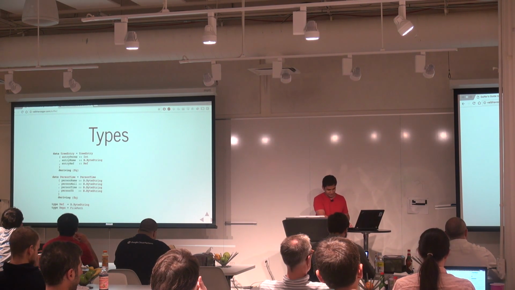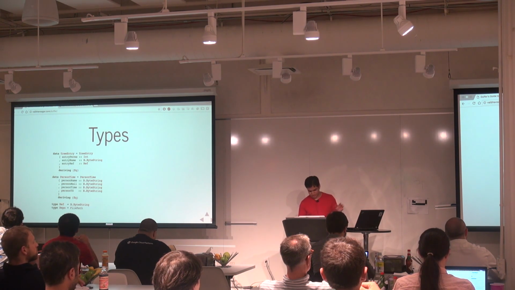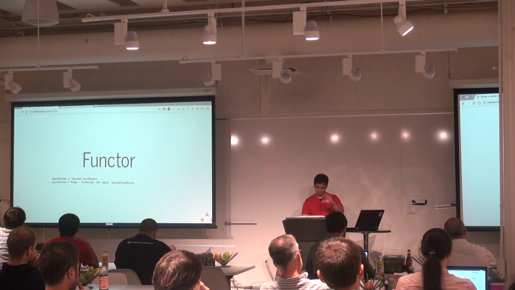The types are, I've just added this for completeness. This is just so you can see that pretty much literally everything in here is the representation of a Git object.